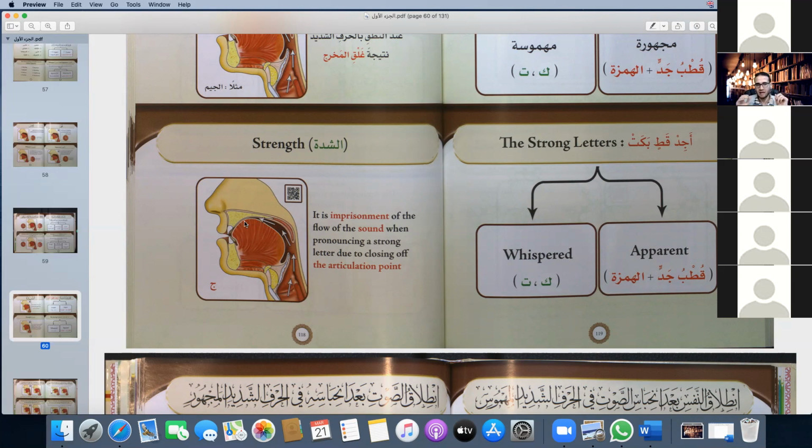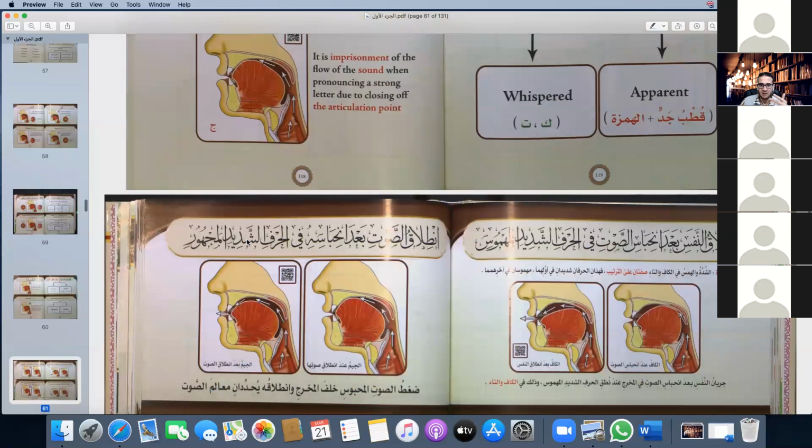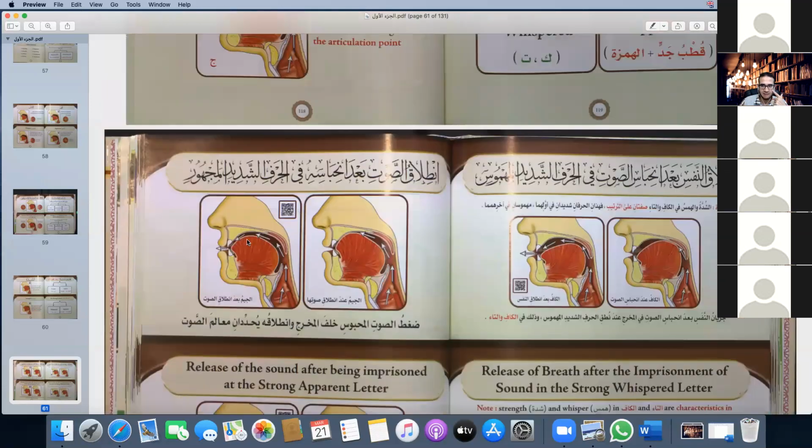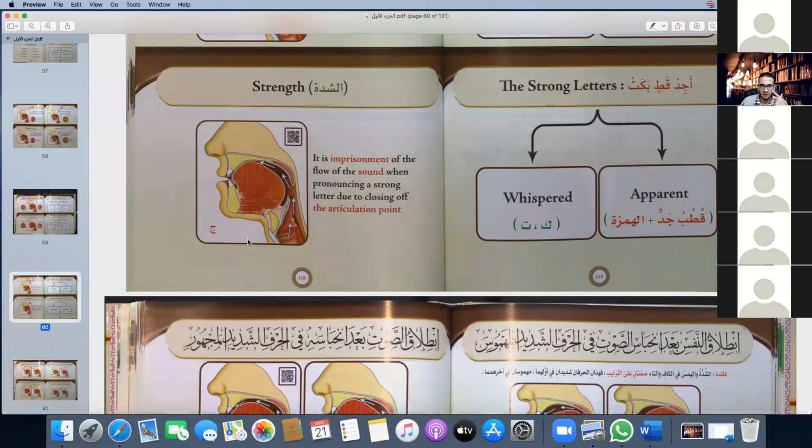We have three different groups in this quality. First of all, we have shidda, strong, and rakhawa is the other extreme, and we have something in between. Starting with shidda, the strong letters are in the phrase ajid qatin bakat. So I have hamza, jim, dal, qaf, ta, ba, kaf, ta.